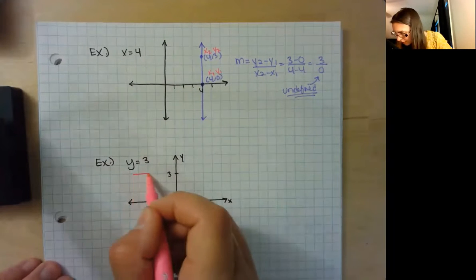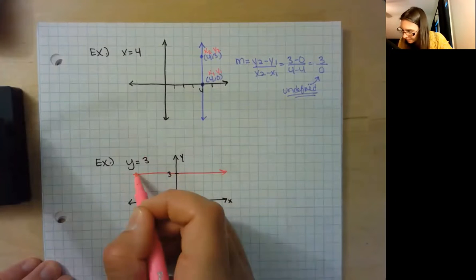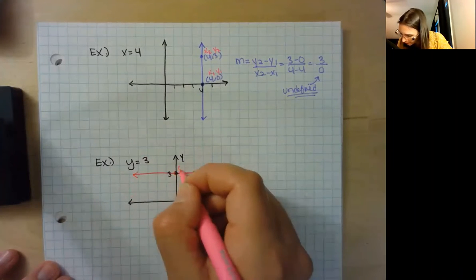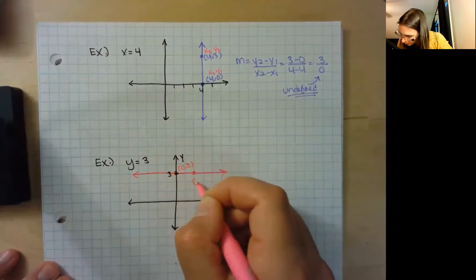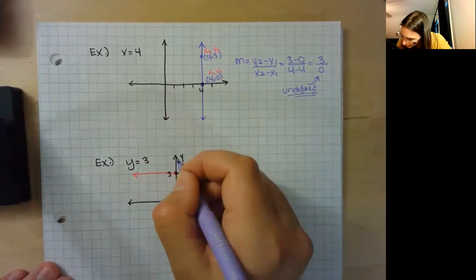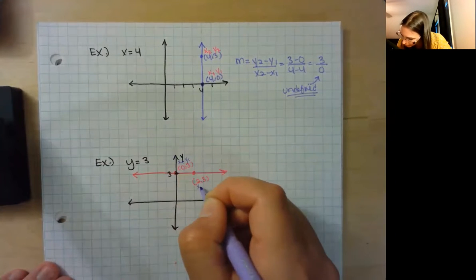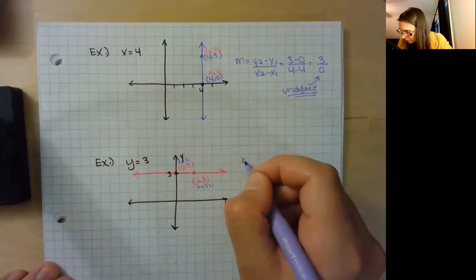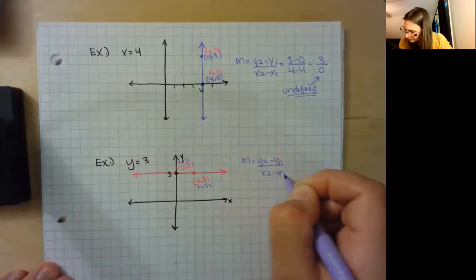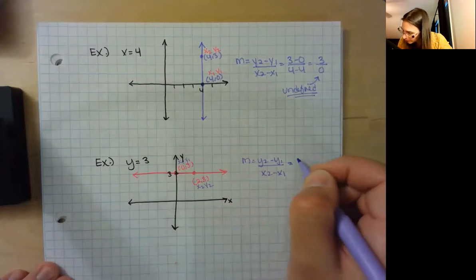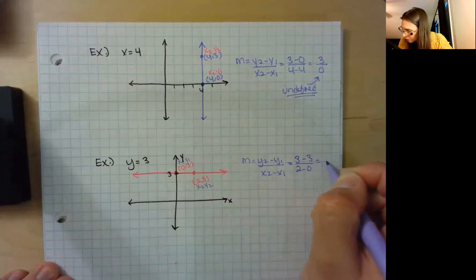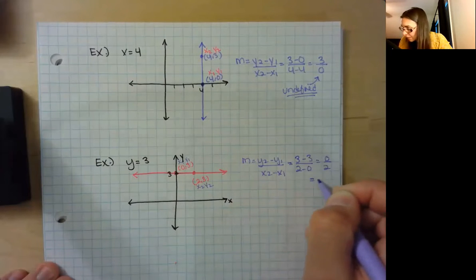So here would be my horizontal example. And again, maybe I just use 2 points. I'm going to use the point (0, 3) and the point (2, 3). This can be my first point, and this can be my second point. So my y values would be 3 minus 3. My x values would be 2 minus 0, and I have 0 over 2, which is just 0.